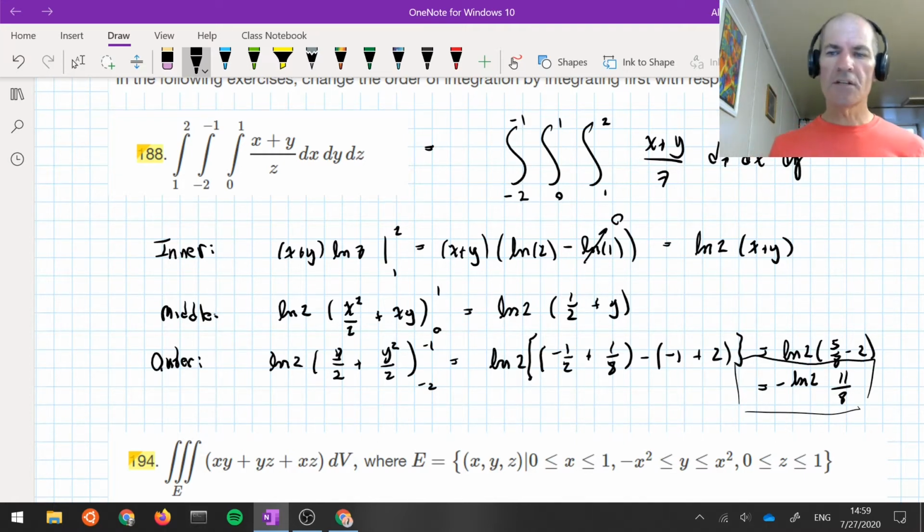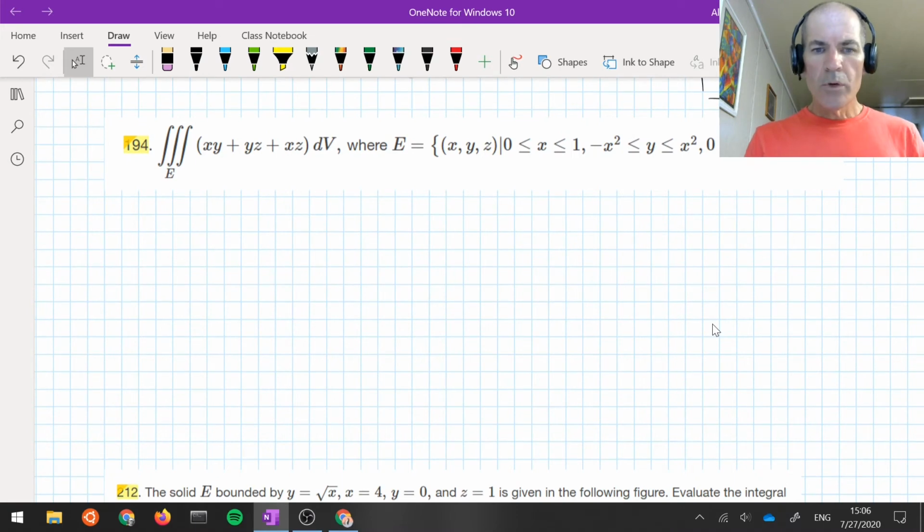A nice exercise might be for you to change the order of integration again to one of these other ones and confirm that you get minus natural log of 2 times 11/8. In fact, let me check my notes here to make sure that that's what's happening. Oh, okay. Seems legit. Okay.